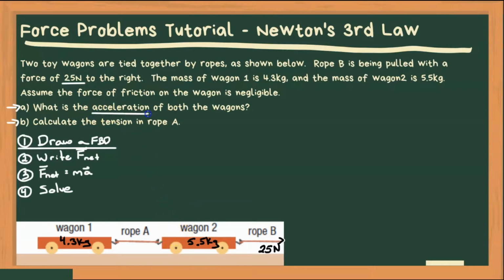1, finding the acceleration. If you want to find the acceleration, you have to realize that all these objects are connected to each other, and therefore their motion is the same. So their acceleration is the same. So when you're trying to find the acceleration, what we're going to do is draw a free body diagram that encompasses all objects together. So this will be wagons 1 and 2 together, and therefore it'll have a total mass of 9.8 kilograms. That's 4.3 plus 5.5.